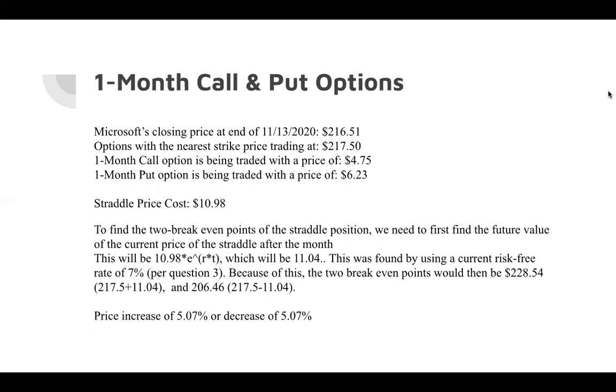Now, when using that same strike price, if you look at a 1-month call and put option, the price at that point of the call is $4.75 and the put is $6.23. This makes our total straddle price cost $10.98, which at the end of 1 month will amount to $11.04 using that same risk-free rate. Now the break-even points would then be $11.04 above or below the 217.5, which brings us out to 228.54 and 206.46. This is an increase or decrease of 5.07%, which is greater than in the previous question because there's been more time for the stock to vary in price.